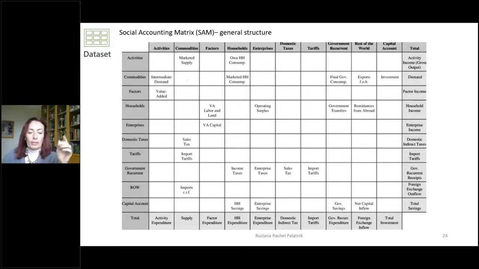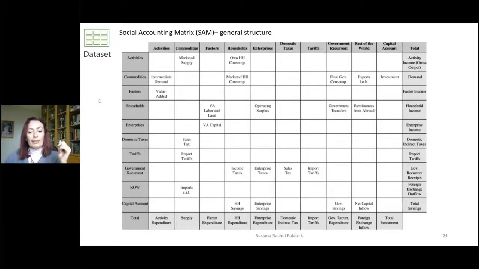The activities and commodities here are the sectors from the previous table. Okay, so in each row and column of activities and commodities, you have 57. You should divide them by 57. And now each column of activities represents how much each sector bought intermediate inputs from other sectors and itself.